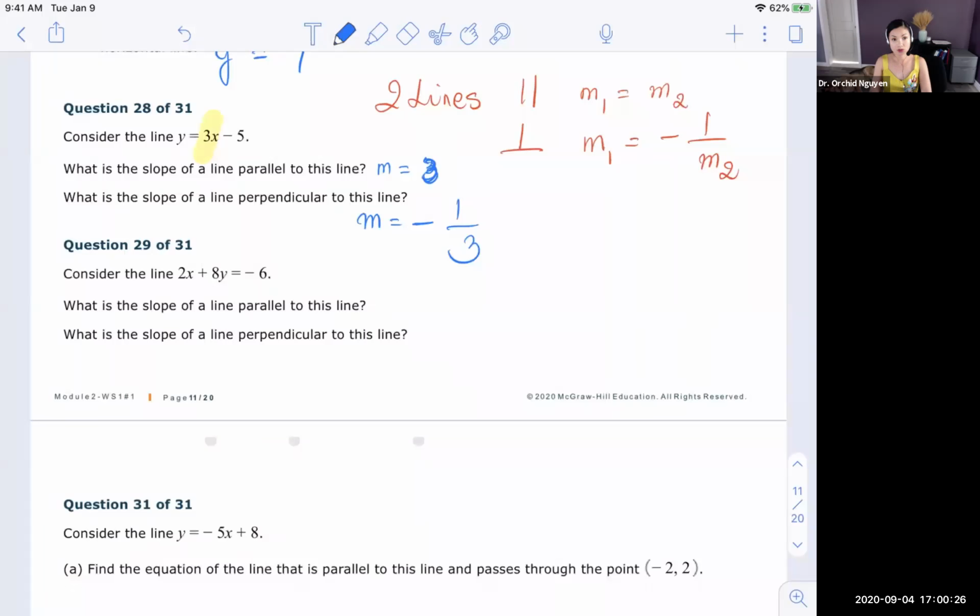So let's take care of number 29. Pretty much you have to change it to the slope-intercept form first, and then from there, you can just figure out the slope of parallel and perpendicular. So let's do it really quickly. I'm going to do it down here. Plus 8y equals negative 6. Negative 2, divide by 8. So the slope is going to be negative 1/4. So that's going to be the original slope. Now for parallel, it has to be exactly the same. And then for the slope of perpendicular, it's going to be the reciprocal, which is 4/1, and the opposite, which is positive.